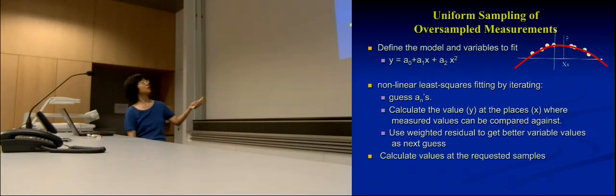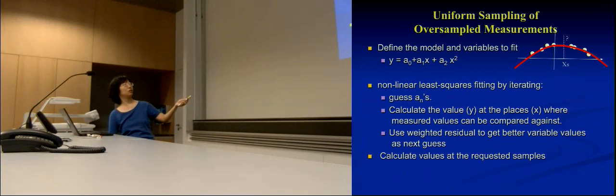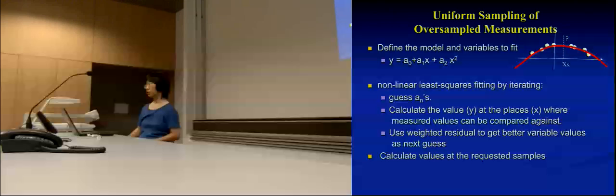Oh, sorry, I forgot one more. The third step is, of course, since you want this value at some other sample point, once you have a good estimate of your parameters, then it's very easy to calculate the value at where you really want to sample. Okay? So that's the general procedure of any kind of fitting. They usually are done this way.